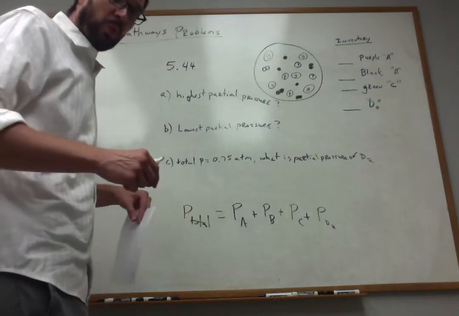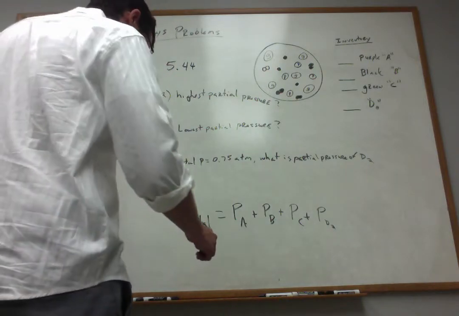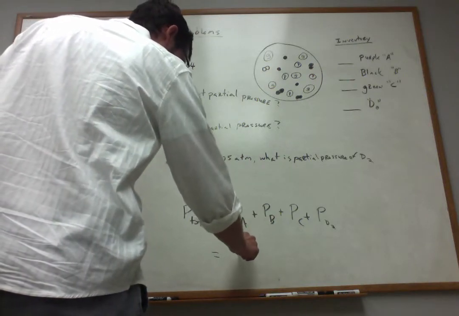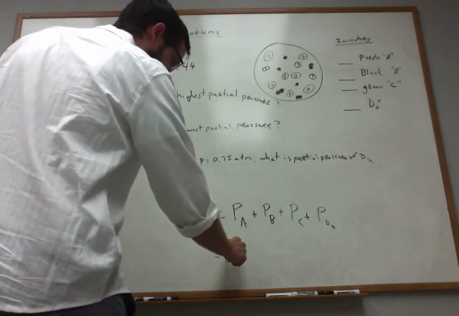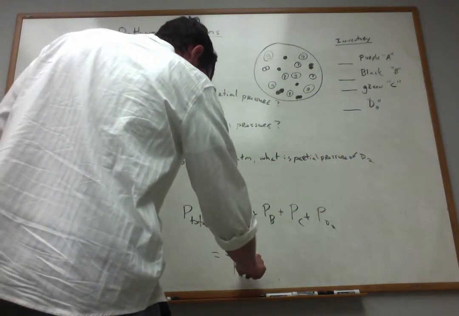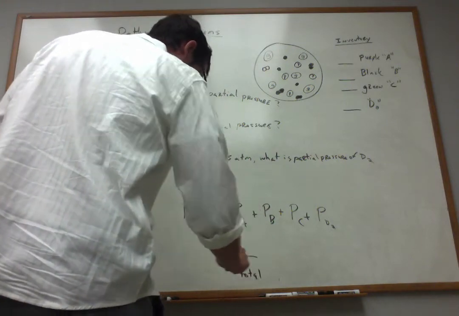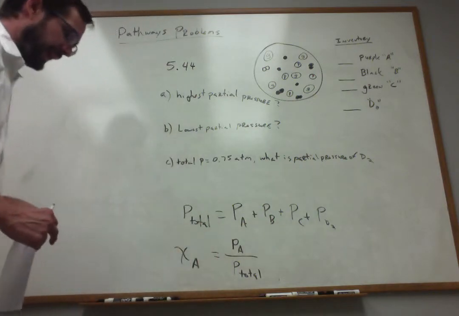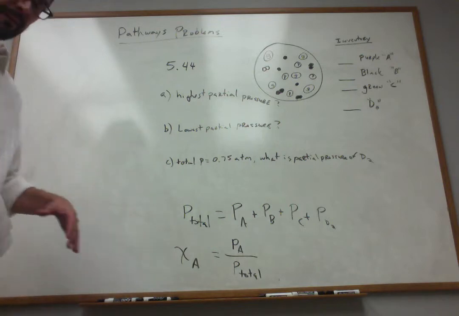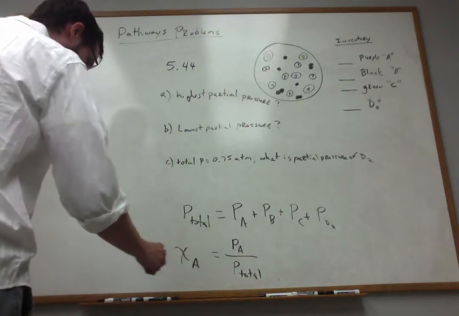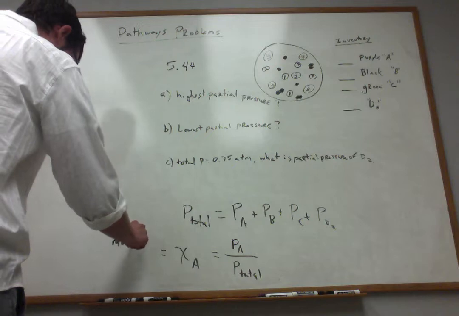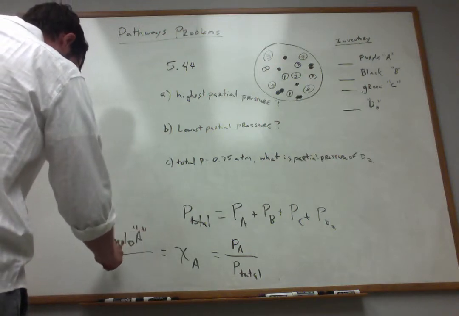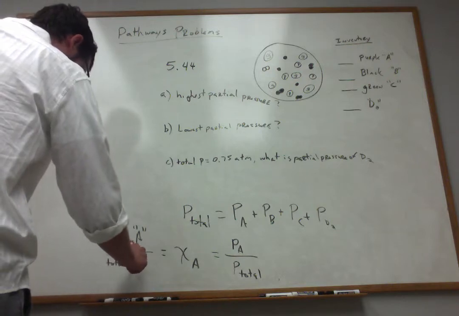Another cool consequence of this is that the partial pressure of any one particular gas, say PA, divided by the total pressure is equal to the mole fraction of A in the mixture. And that mole fraction of A, chi A, is the moles of A divided by the total number of moles of everything.